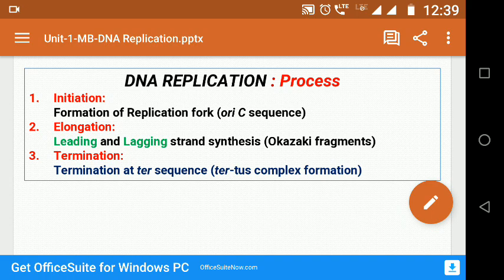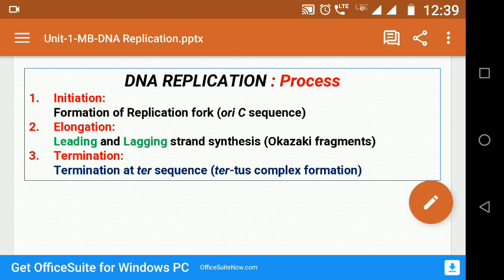So that is called the origin, the region of origin. That sequence is named as the oriC sequence. So initiation begins at the origin sequence, and all the protein machinery necessary for the DNA replication process will come and assemble there.